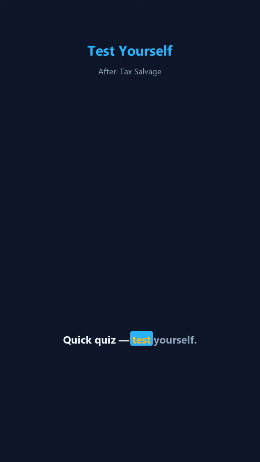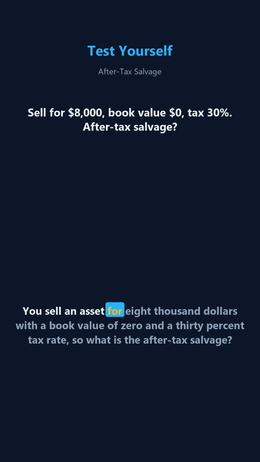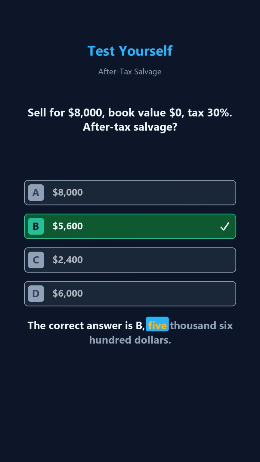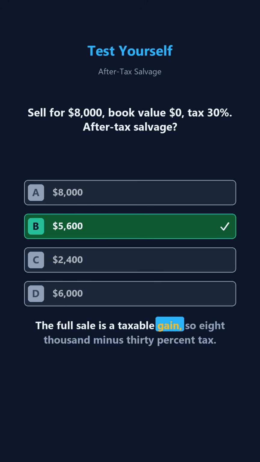Quick quiz, test yourself. You sell an asset for $8,000 with a book value of 0 and a 30% tax rate. So what is the after-tax salvage? Here are your 4 options. Pause the video and solve it now. The correct answer is B, $5,600. The full sale is a taxable gain, so $8,000 minus 30% tax.